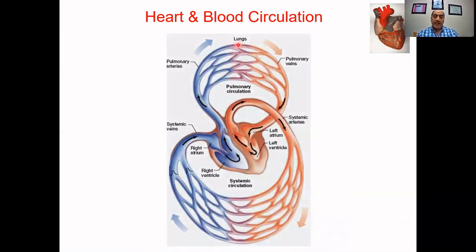This is just a collective photo showing the circulation again. Blood comes through the right atrium, right ventricle to the lung, oxygenation, back to the pulmonary veins, left atrium, left ventricle, then through the aorta to the whole body, including the heart itself.